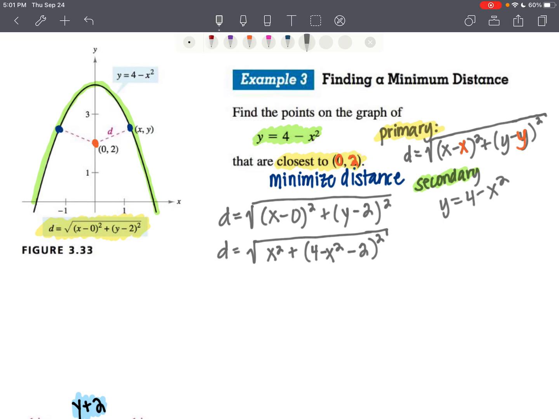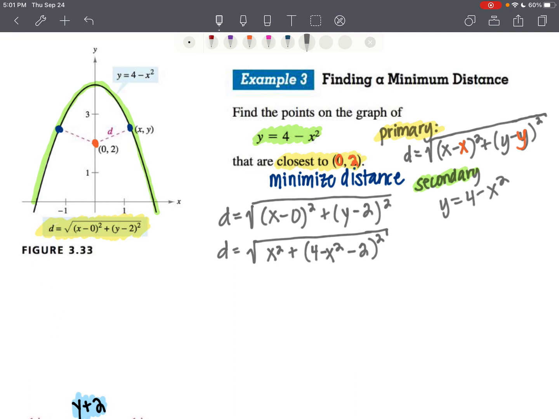Now, if I'm comparing distance with distance, the square root of a number compared to the square root of a number is the same thing as comparing the radicands. So for instance, the square root of 49 versus the square root of 81. Which one is smaller? Well, 49 is smaller than 81. So you don't necessarily have to say 7 is smaller than 9. You can just say 49 is smaller than 81. And we're going to do that same thing here.